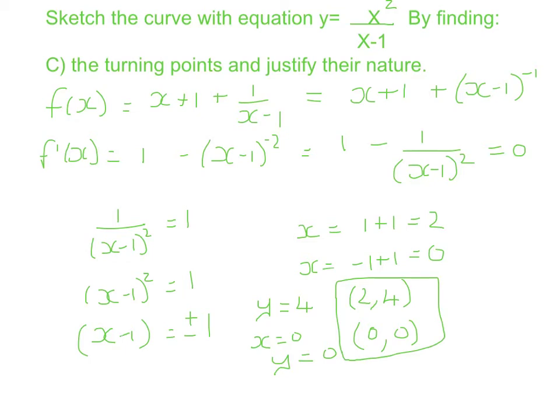Now we're asked to find the turning points and to justify their nature. We could of course use a nature table to justify the nature, but what we're going to do is take the second derivative. And remember that in addition to allowing us to check the nature of our stationary points, this also allows us to check for any non-horizontal points of inflection.